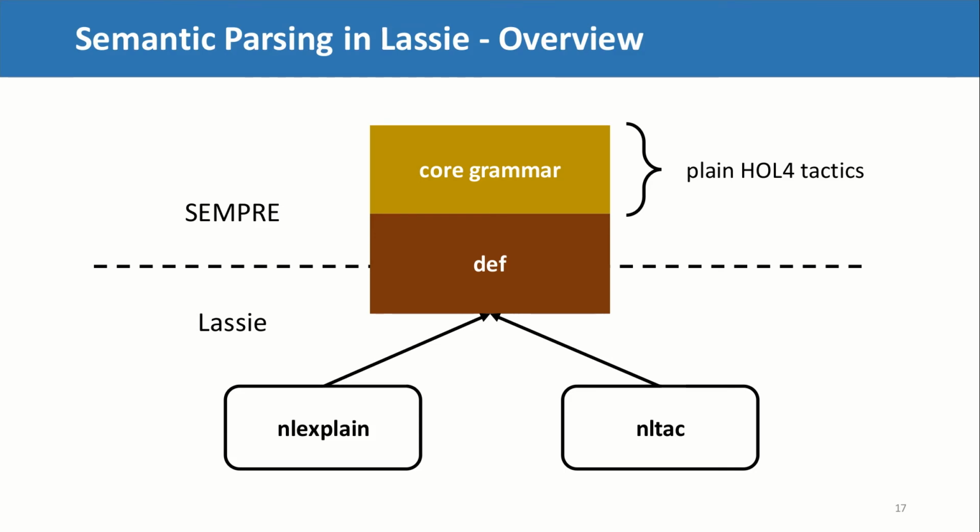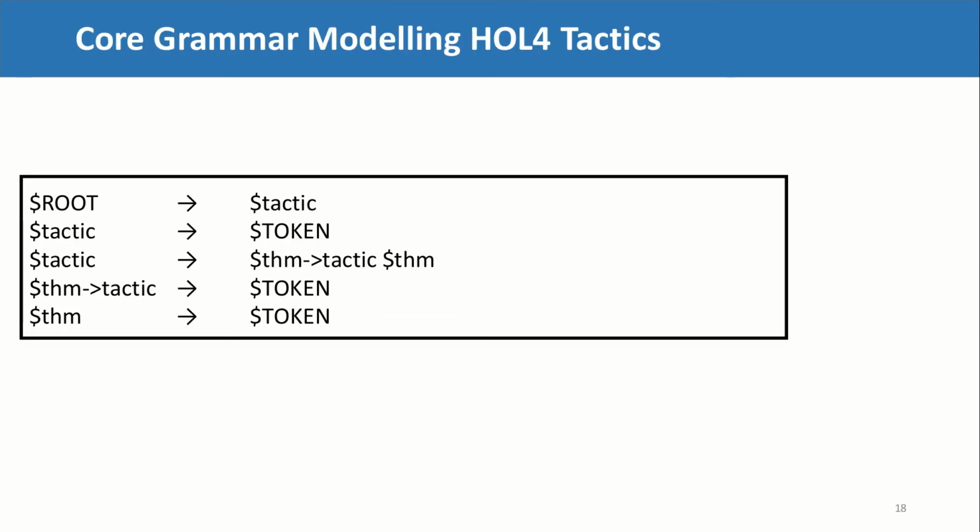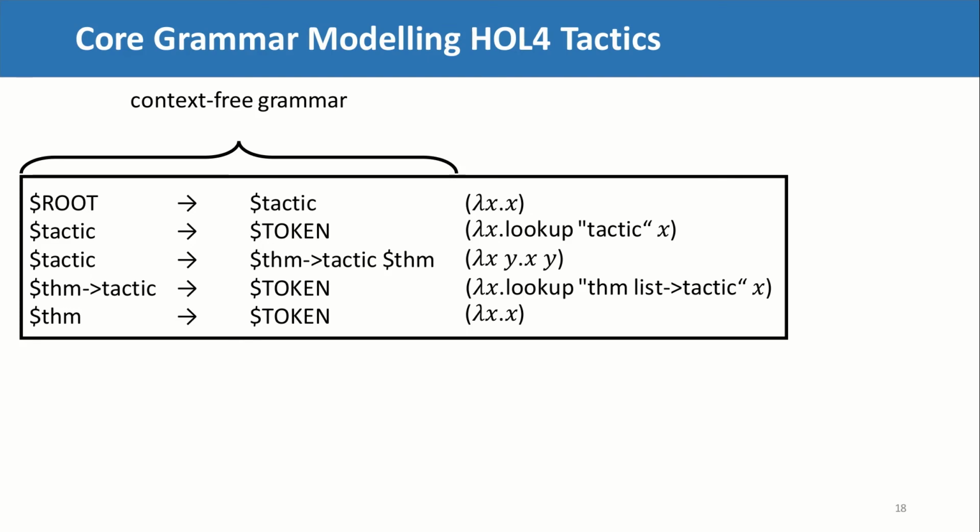Before I'm showing you how this def command works, we have to first look at how the core grammar is designed and how it works. Here I'm showing you an excerpt from Lassie's core grammar used for modeling plain HOL4 tactics. And at this point you may wonder that this looks just like a plain context-free grammar. What makes it semantic parsing here is the addition of these lambda abstractions as so-called logical forms, which are allowed to interpret the parsing result.